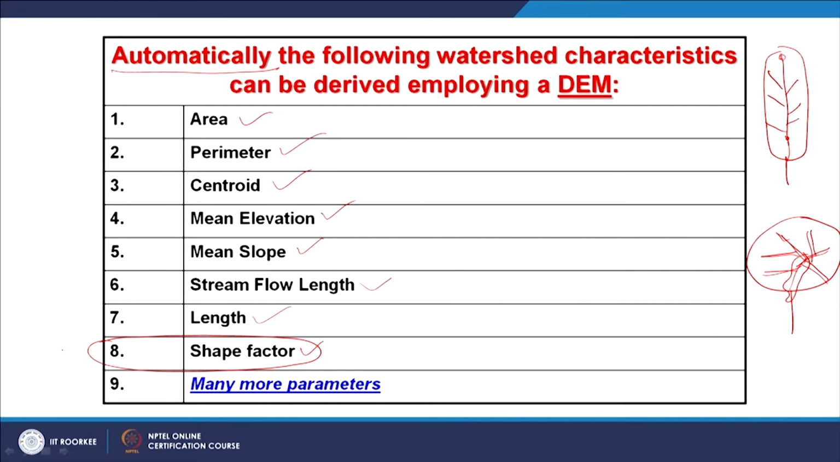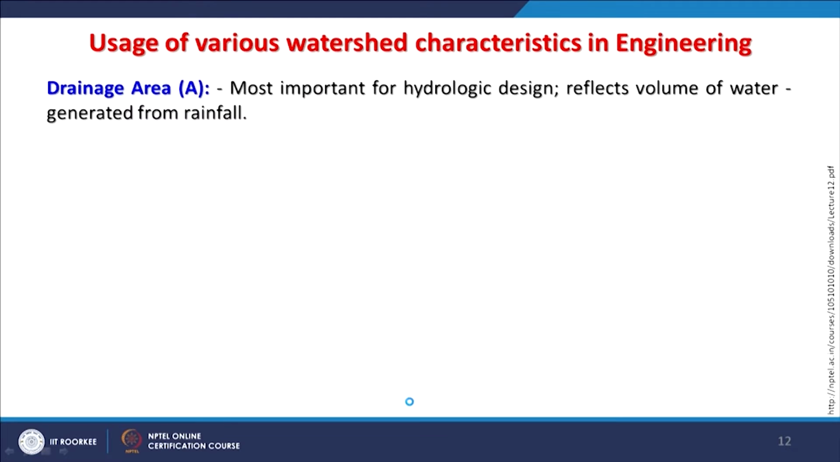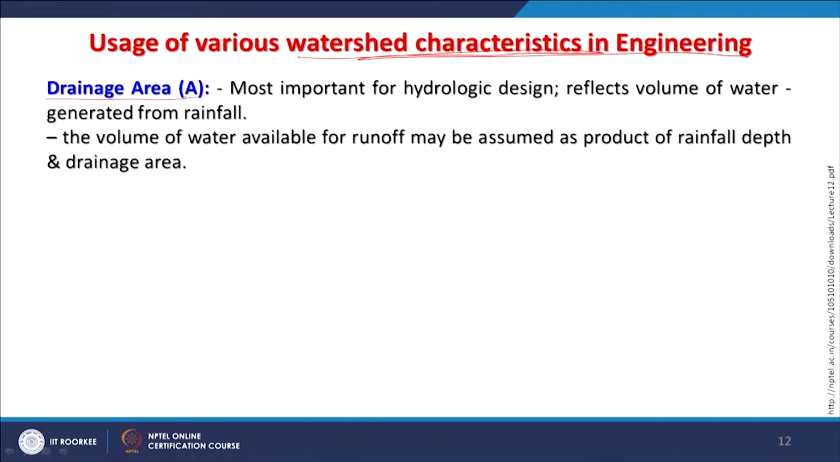So, it is very easy using surface hydrology modeling to derive all other parameters which are required for various studies of a watershed. Again, this is not an exhaustive list, many more parameters can also be derived. For example, the watershed characteristics which are used in engineering or in sciences like earth sciences and hydrology, like drainage area, again very important.